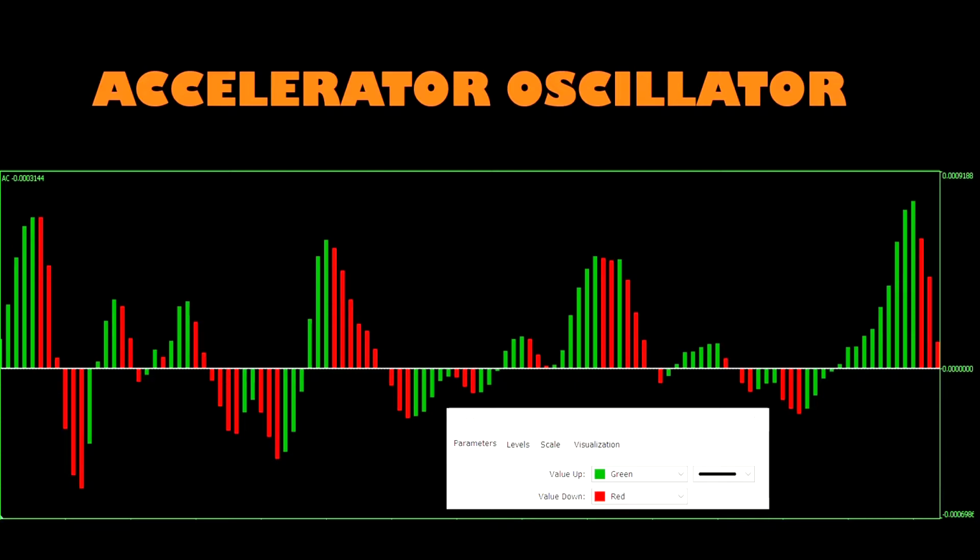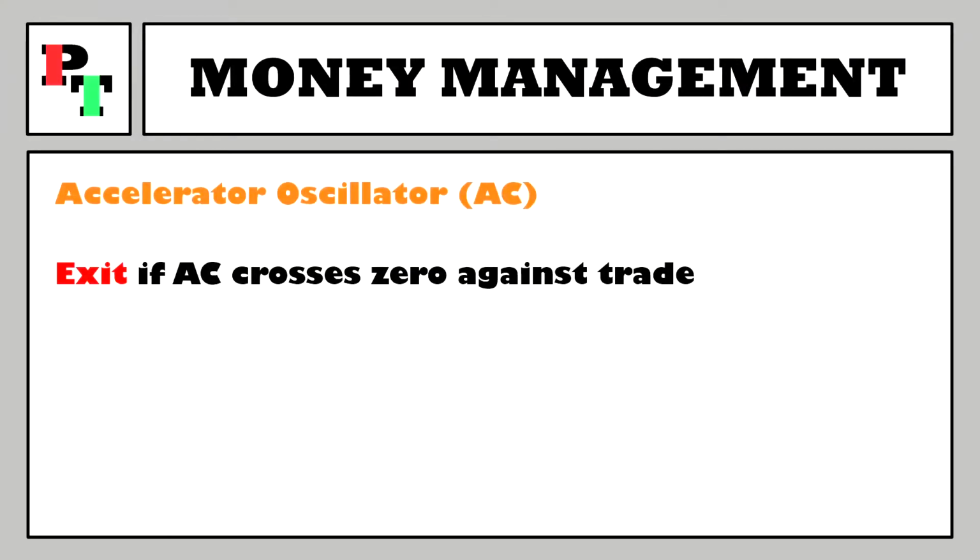Now the awesome oscillator is calculated by taking a 5 period simple moving average and subtracting from that a 34 period simple moving average. Sounds complicated. There is no more time to explain it here. The video is in the description if that's what you're after. But for our intentions and purposes, we will exit our trade if the accelerator oscillator crosses 0 against us.